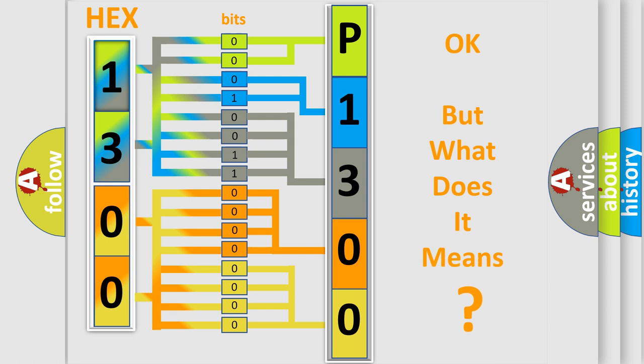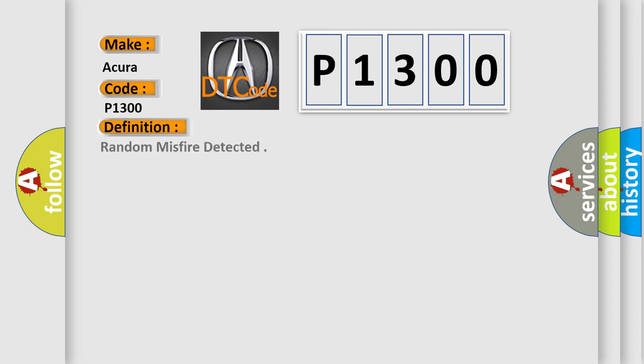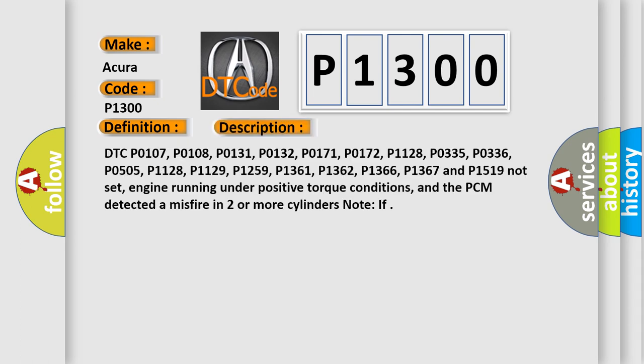The number itself does not make sense to us if we cannot assign information about it to what it actually expresses. So, what does the diagnostic trouble code P1300 interpret specifically for Acura car manufacturers? The basic definition is random misfire detected. And now this is a short description of this DTC code.